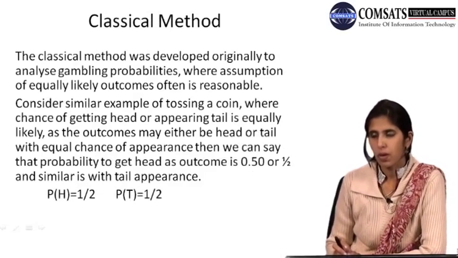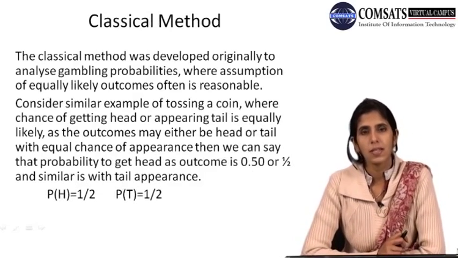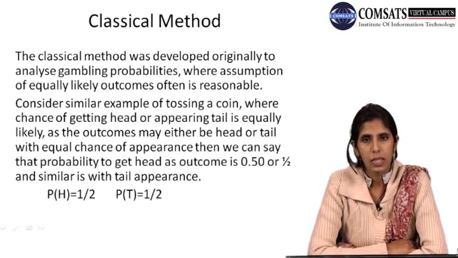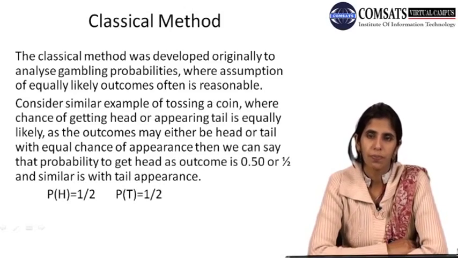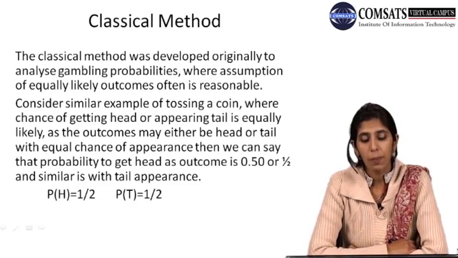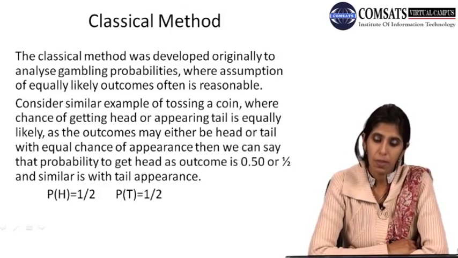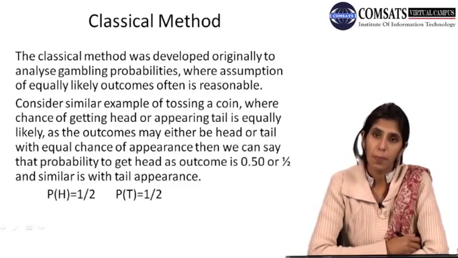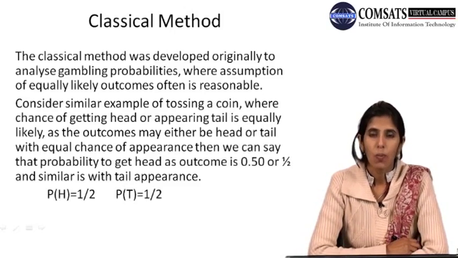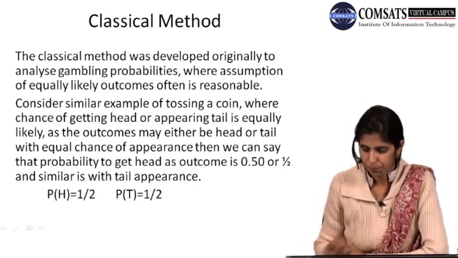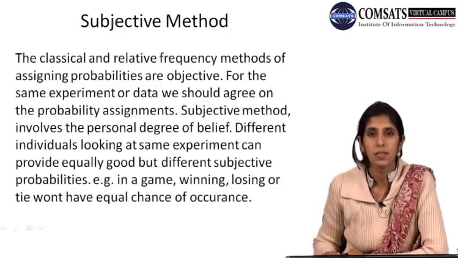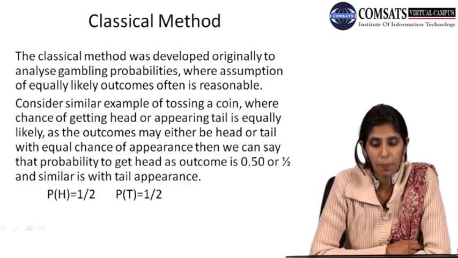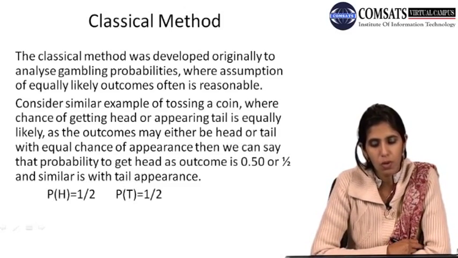Now when we talk about experimentation, sample space and assigning probabilities to experiments, I hope so far you are clear with the concepts of probability, experiment and sample space. Now we'll talk about how many methods there are when you're assigning probabilities to experiments. There exist three methods for assigning probabilities to experiments. One method is the classical method, second is the relative frequency method, and third is the subjective method. Starting with the classical method: the classical method was developed originally to analyze gambling probabilities, where the assumption of equally likely outcomes is often reasonable.